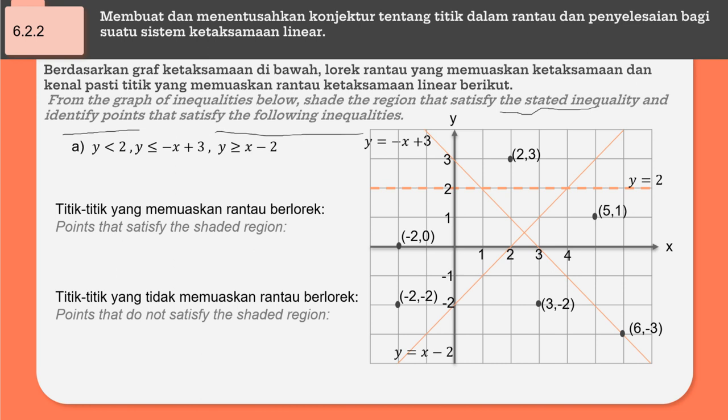Okay, so here we have 3 inequalities. The first one is y less than 2. From the graph, where is y less than 2? Here you have a dashed line because your inequality doesn't have an equal sign. So look at the equation y equals 2. For the region y less than 2, if I take an arrow here, we should find the area below the dashed line. So here is the shaded region.